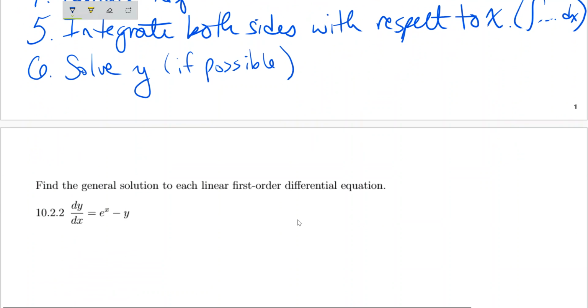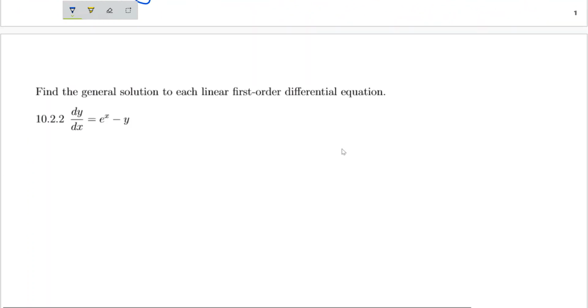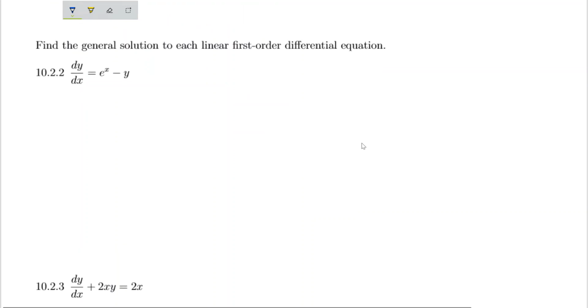Hopefully by the second or third problem you'll have the steps down a little bit better, but here we go. All right, first step, got to rewrite it in linear first order form. This one is almost there. Remember, it needs to be dy/dx plus a function times y equals a function of x. So I need to move the y stuff over here. So, dy/dx plus y is e to the x.